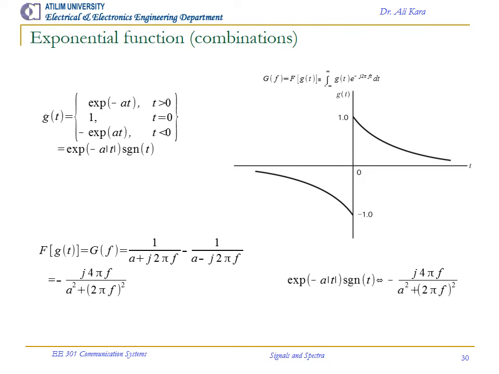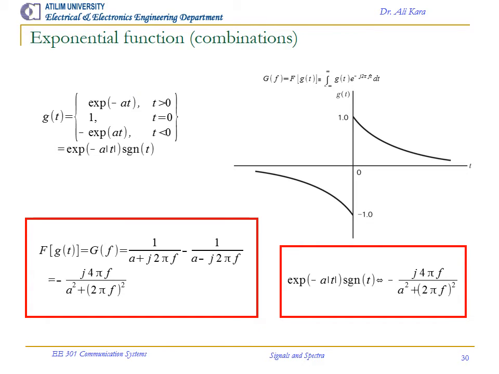Exponential function combinations. We may define another exponential function as follows. g of t is equal to exponential minus at, for t bigger than 0, 0 at t equals 0, and minus exponential at, for t less than 0. a is a positive real number. This function can be written in a compact form as g of t is equal to exponential minus a times absolute value of t times the signum of t.